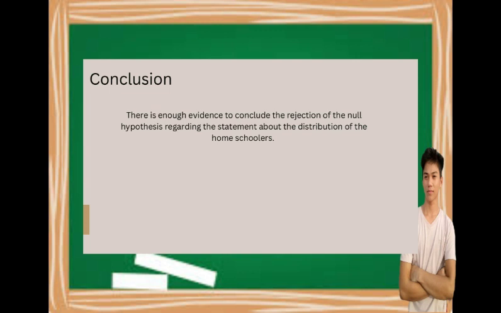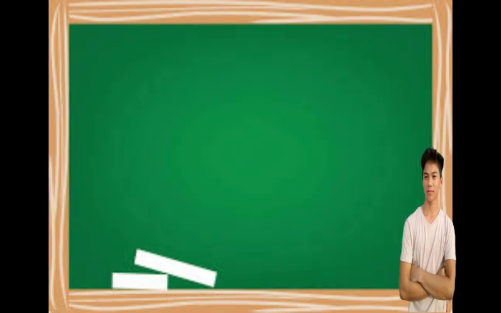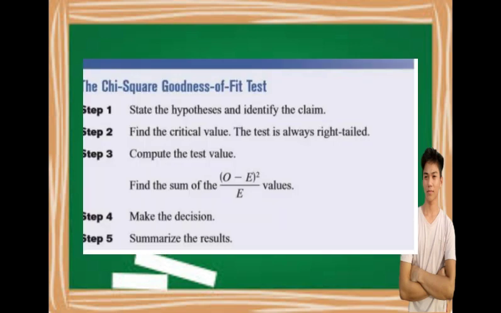The last step is the conclusion or the summarization of results. It states that there is enough evidence to conclude the rejection of the null hypothesis regarding the statement about the distribution of the homeschoolers. And that solves our sample problem. So in this other slide, I'll show you the full steps of the chi-square goodness of fit test. This is the simpler overview of the steps.